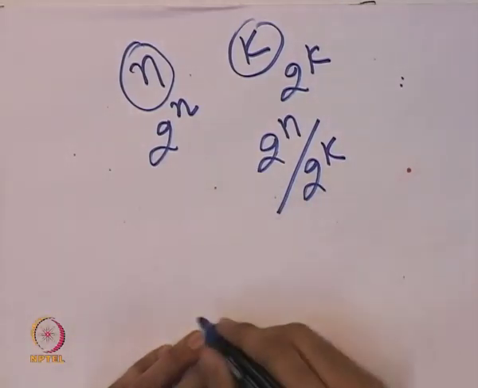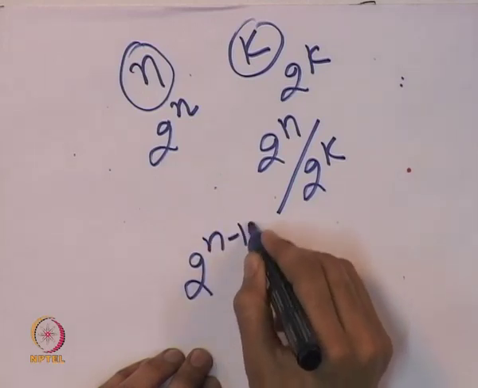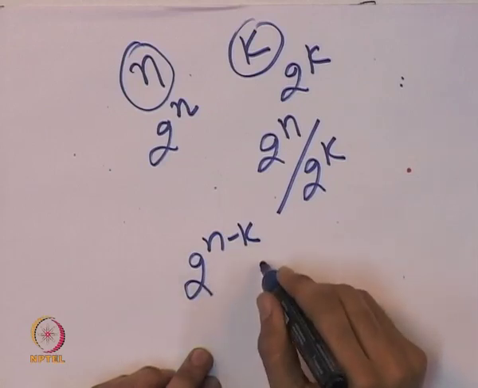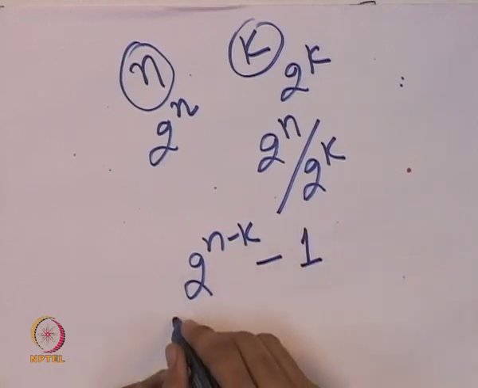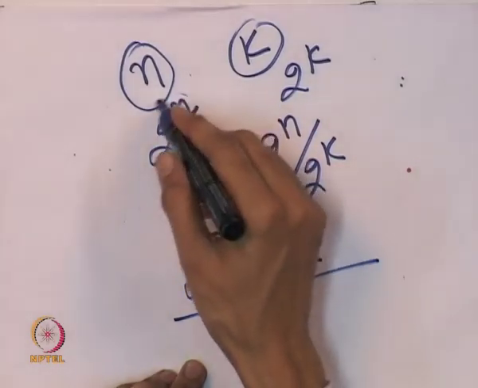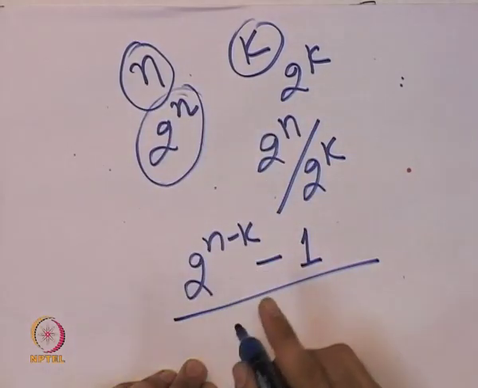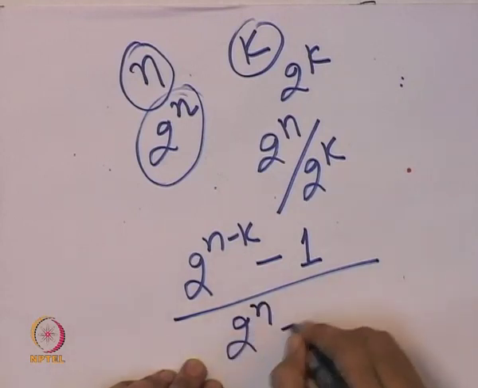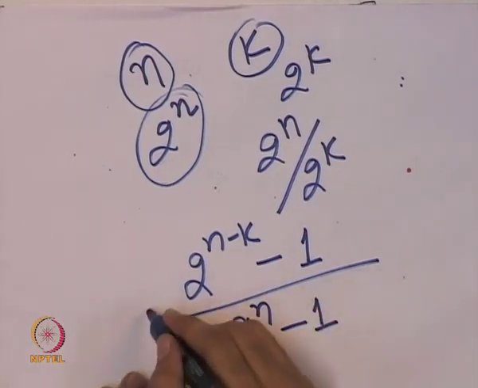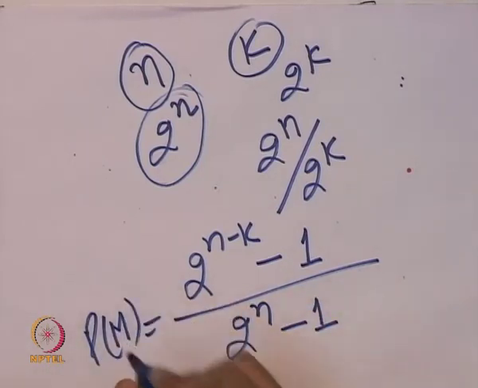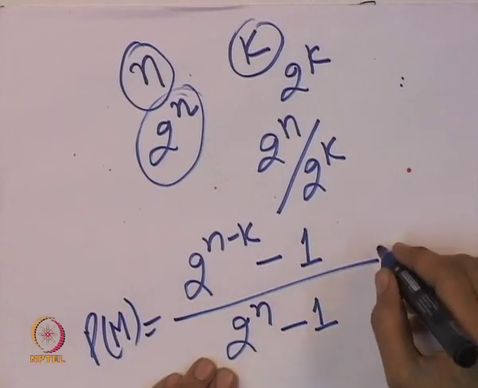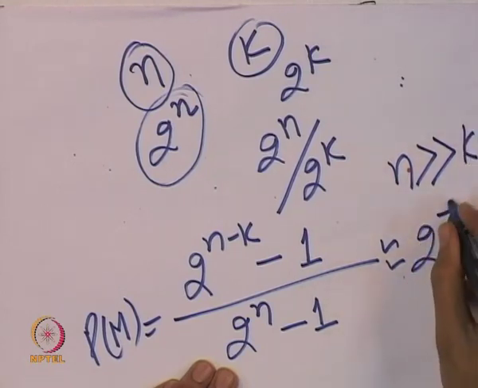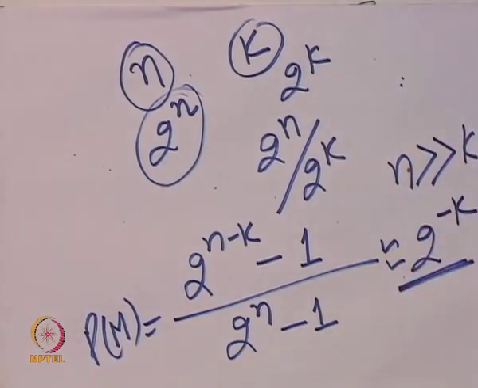Out of these patterns, there are 2 raised to the power n minus k, out of which one pattern may be good and the other patterns are just aliased patterns. So, minus 1 is the good pattern. Out of 2 raised to the power n total patterns, one pattern is good, which is compacted, and the others are bad. So, this would be (2 raised to the power n minus k, minus 1) over (2 raised to the power n minus 1); this is the probability of aliasing or probability of masking. If n is greater than k, then this is equal to 2 raised to the power minus k.